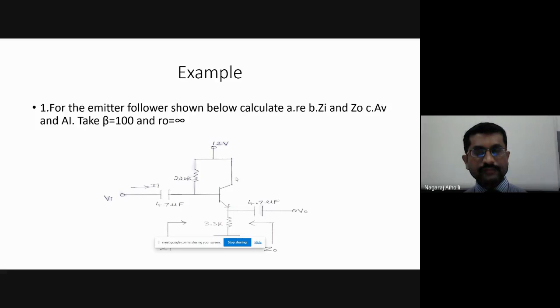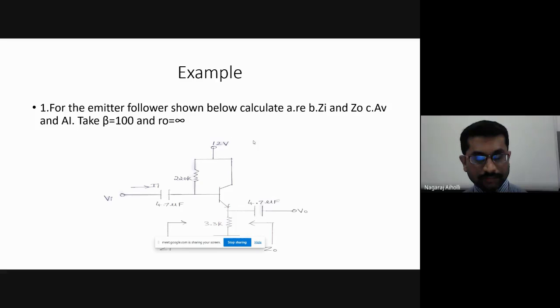Clear here? Sometimes in the examination for the emitter follower circuit, they may ask: calculate re, Zi, Zo, Av, Ai, take beta equal to 100, Ro equal to infinity, RB equal to 220 kilo ohm, RE equal to 3.3 kilo ohm, VCC equal to 12 volts. They may give it in the form of a statement. If they give it in the form of a statement, first you have to draw the circuit, write the given data, apply the required equations and then calculate the value of the required unknown parameters. Clear here? This is how we have to approach solving the numericals.